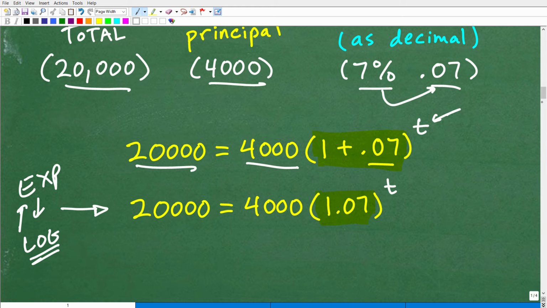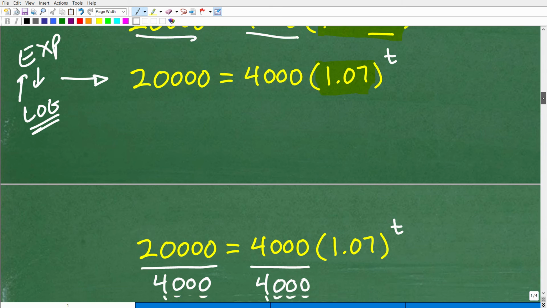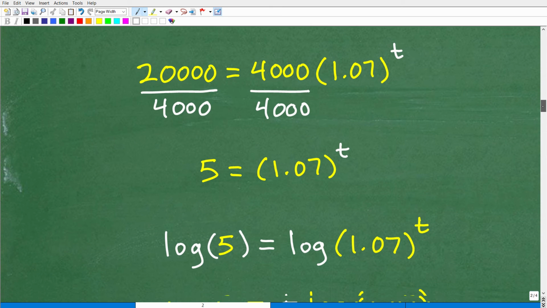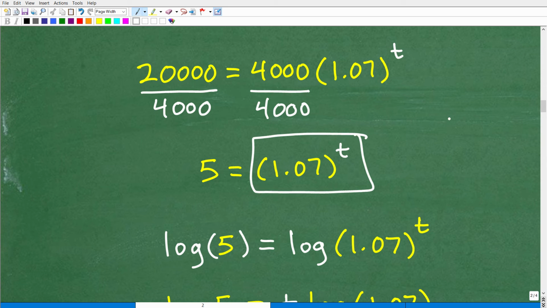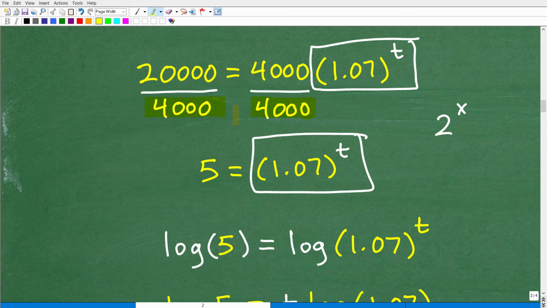So what do we need to do? What's the first step in solving an exponential equation? Well, what we want to do is isolate the base and the power. So for example, 2 to the x, we want to not have a number in front of this. So here I have 4,000 in front of this 1.07 to the t power. I want to isolate this, get this by itself. So I need to divide both sides of the equation by 4,000, okay? And when I do that, I'll get 20,000 divided by 4,000, which is 5.